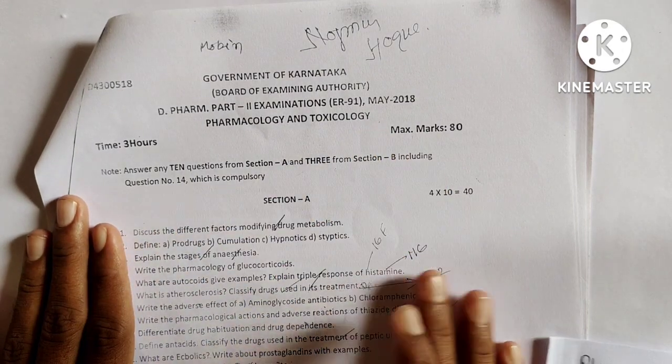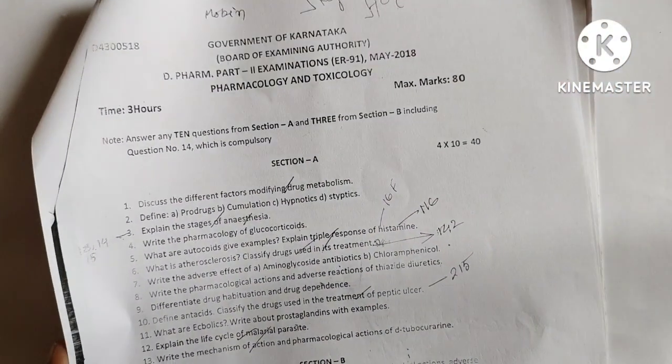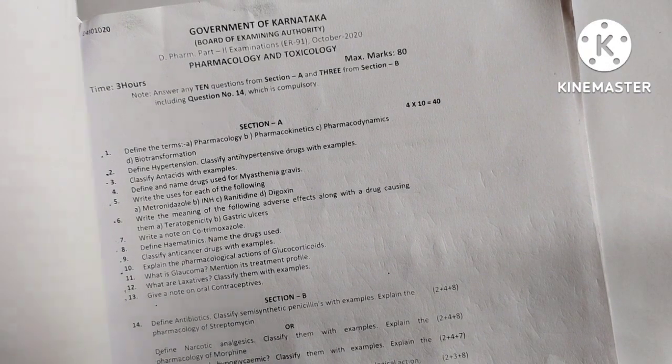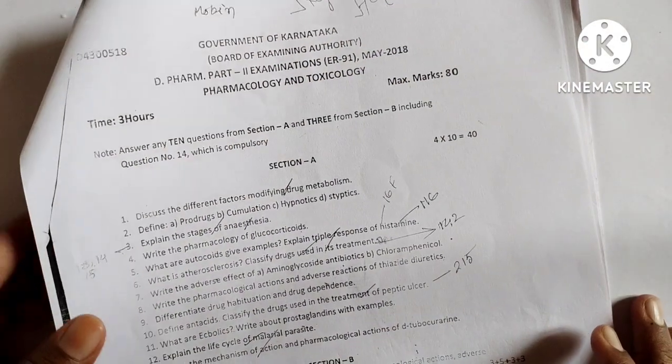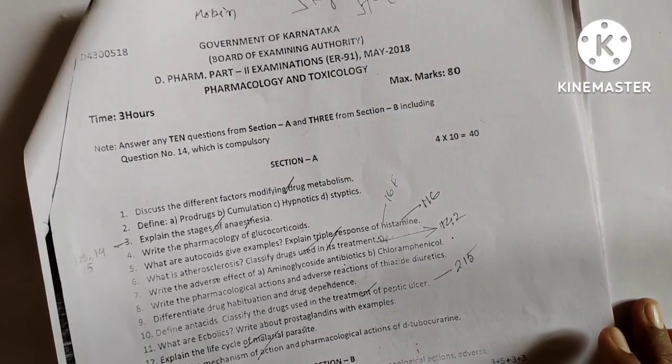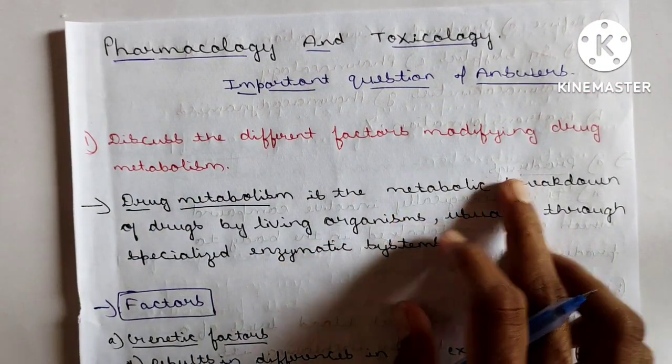Just you write that. Okay, yes sir, let's start with the, see, these are the question papers I am referring: 2018, 2019, 2020. Okay, mainly the government of Karnataka. Maybe the examination will be this month, 25th of July maybe. Yes, let's discuss with the number 1 question: pharmacology and toxicology, important questions and answers.